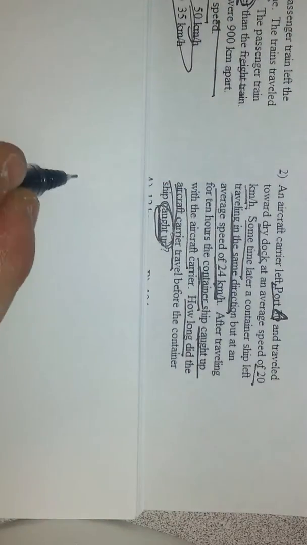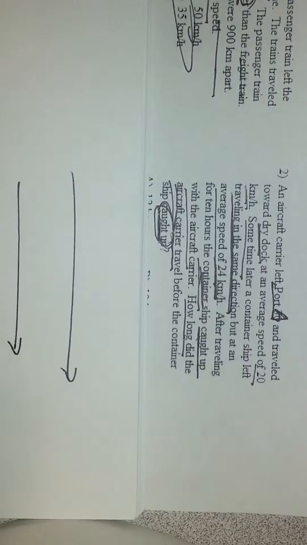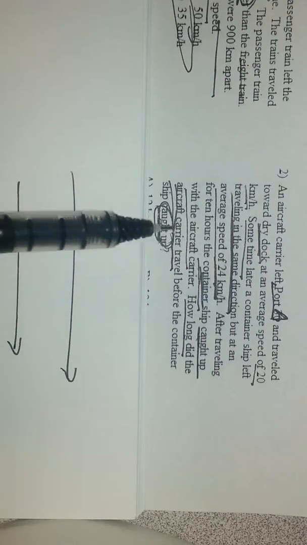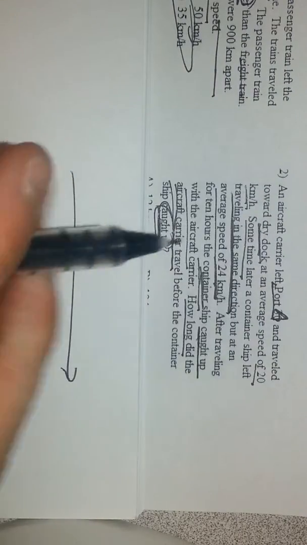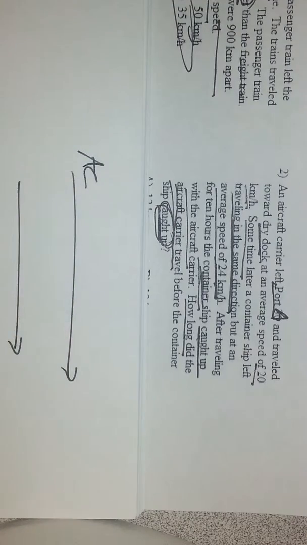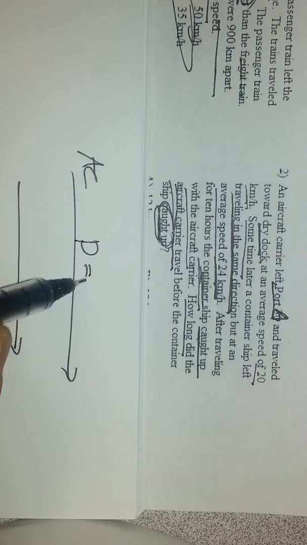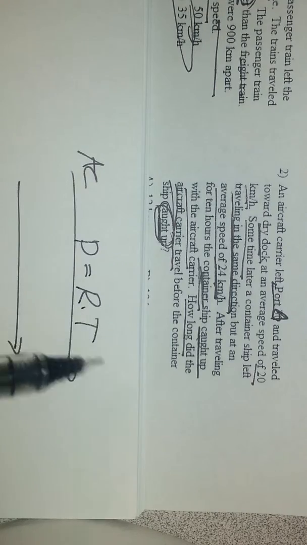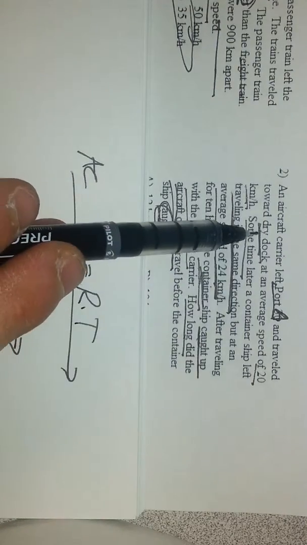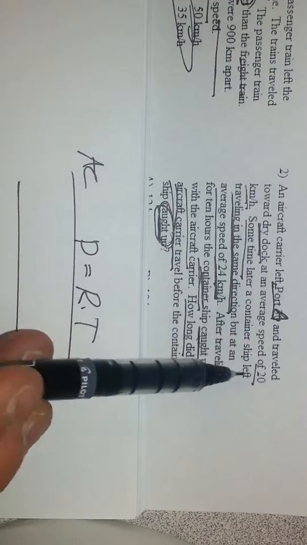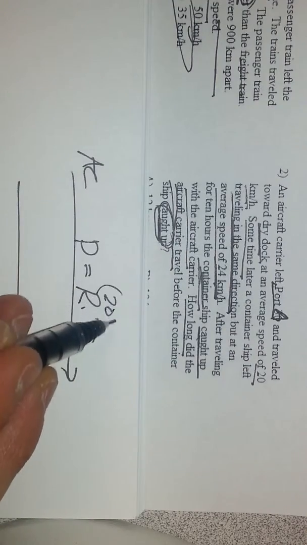So we have two things here. And who left first? It looks like an aircraft carrier left first, so he's going to be AC. And then he traveled for a little bit, and because he has a line, I'm going to give him his own distance equals rate times time. And he traveled towards dry dock at an average speed of 20 kilometers per hour, so that goes here.